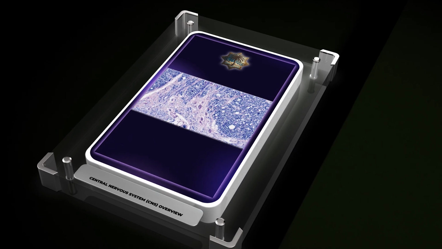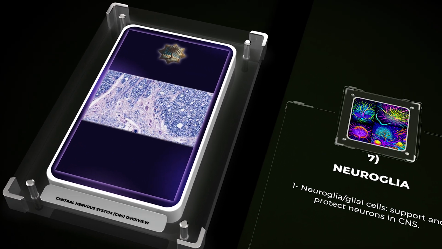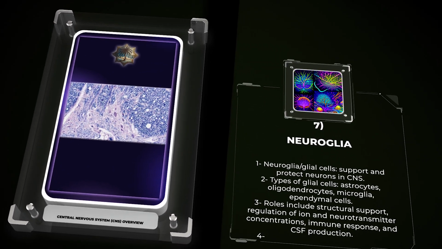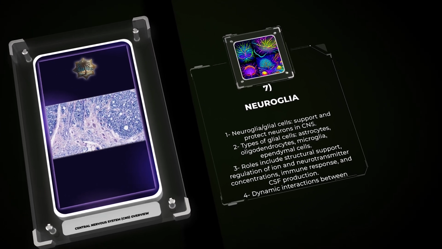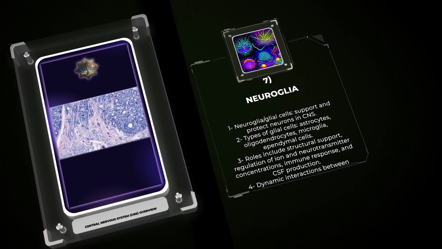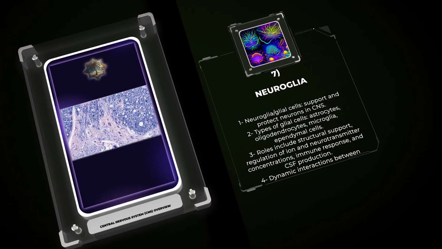Neuroglia, often referred to as glial cells, are non-neuronal cells that support and protect neurons within the CNS. These cells substantially outnumber neurons and play essential roles in maintaining proper neural function. The different types of glial cells include astrocytes, oligodendrocytes, microglia, and ependymal cells.